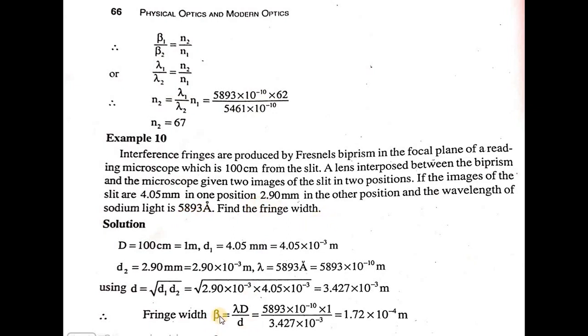Basically the expression for fringe width is lambda D by d. Lambda is given, D is given. We have to find out d here, and d could be obtained as root of d1 into d2. It is given in millimeter, so you will have to convert it into meter and you will get an answer. Substituting that, we get the fringe width as 1.72 into 10 raised to minus 4 meter, or I can write it as 0.172 millimeters.